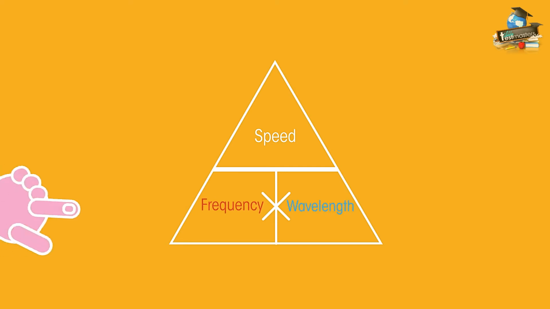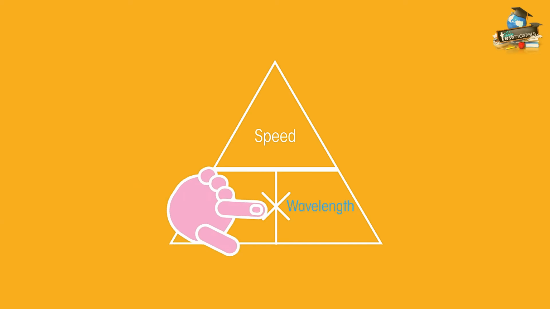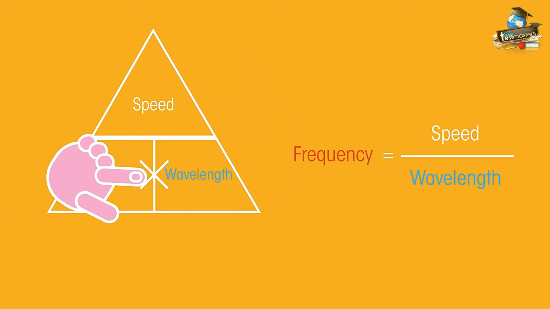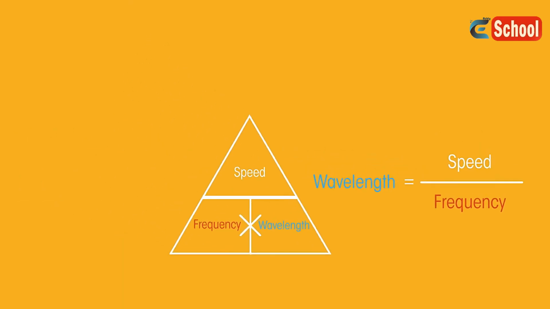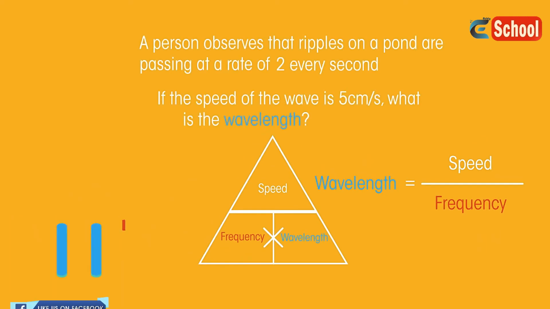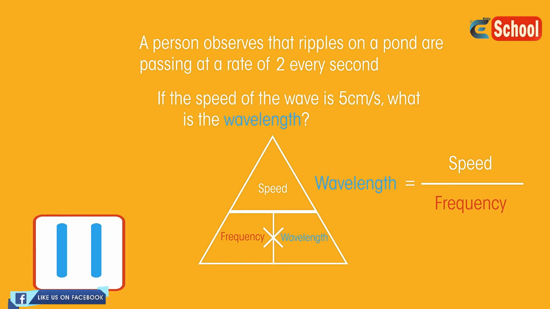For frequency, put your finger over frequency, and it equals speed divided by wavelength, and the same for wavelength. Then you just follow the same steps as before and you'll have no problems. As always, check those units. Give this question a go. Pause the video, work it out, and click play when you're ready.